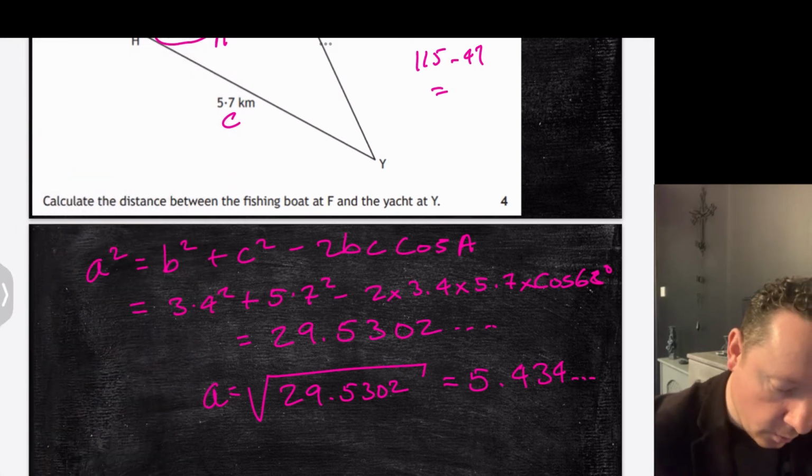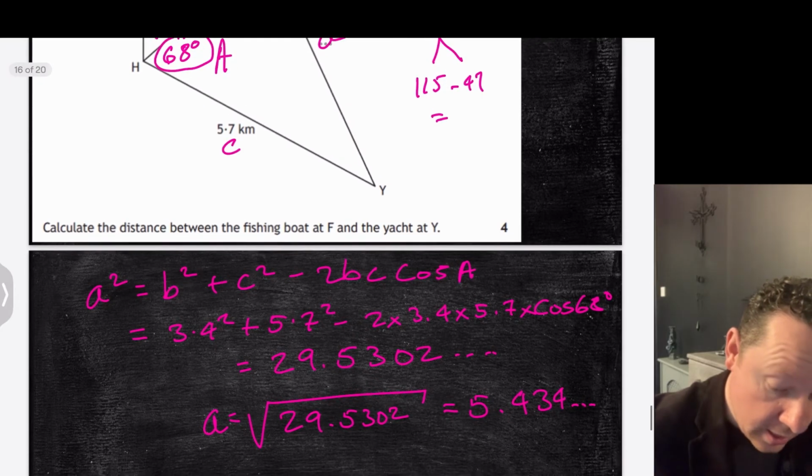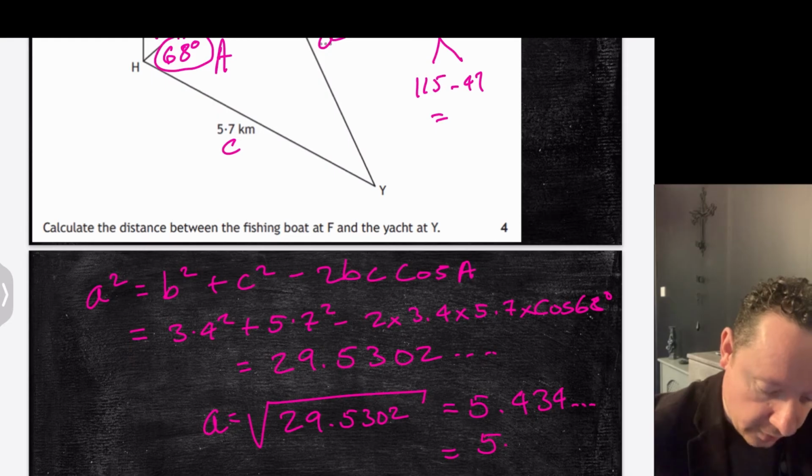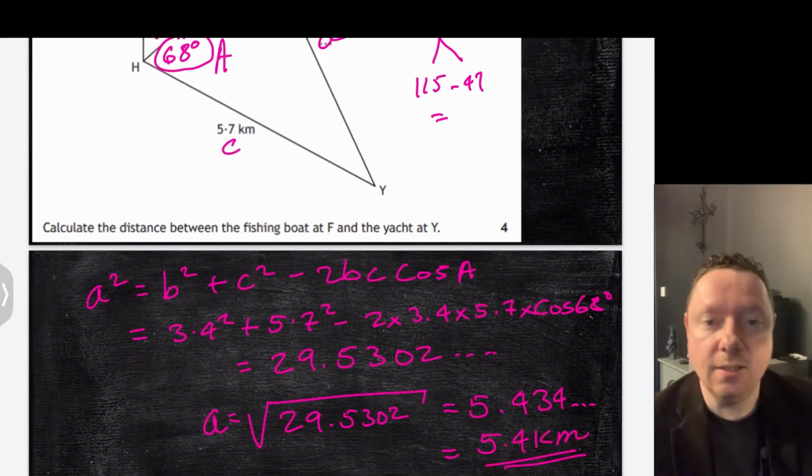Let's just check what we were asked to calculate. It doesn't give us a thing to round it to, but everything else is one decimal place, so I'll just write 5.4 kilometres and be done there. And that's me done that one.